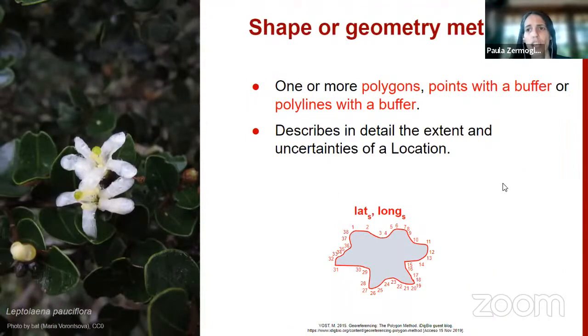The next method is the shape or geometry method, which is more complex than the rectangle, but is the general case of the bounding box of the rectangle, because what we do is provide one or more polygons or points with a buffer or polylines with a buffer. So in here we have this shape, and we start providing different pairs of coordinates, latitude and longitude, that together define the whole shape of the location. So it's describing in detail the extent and the uncertainties of the location. So you will have many pairs of latitude and longitude coordinates to define this polygon.